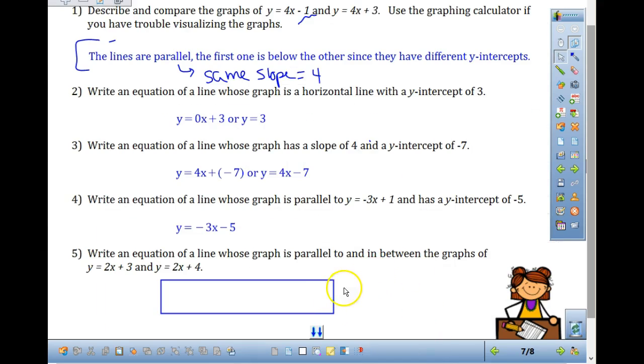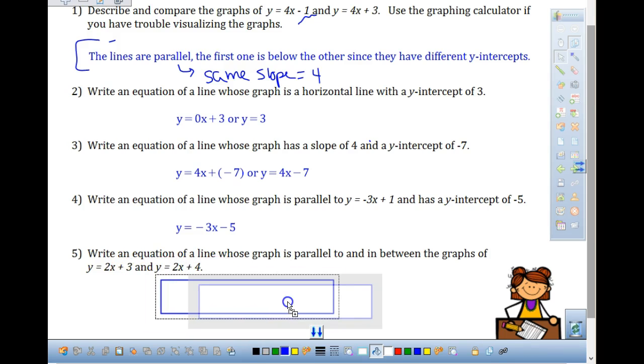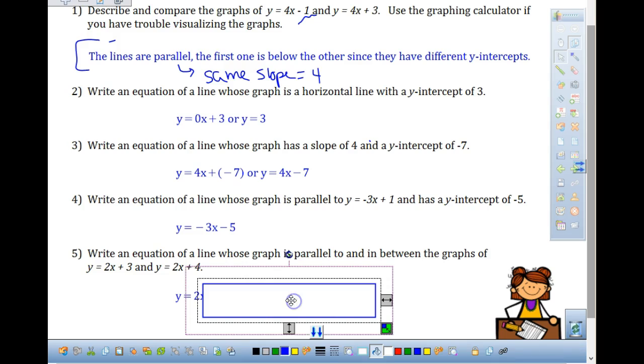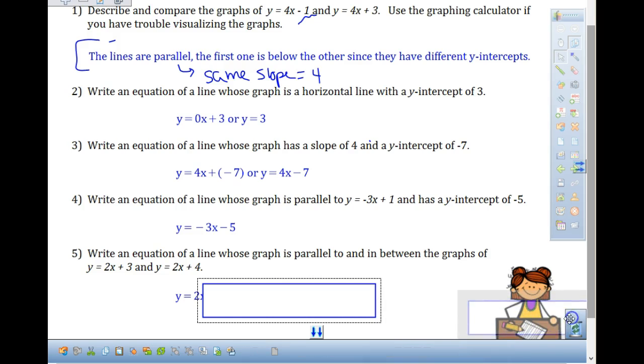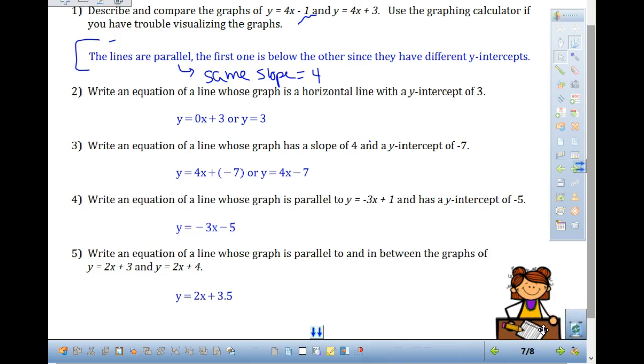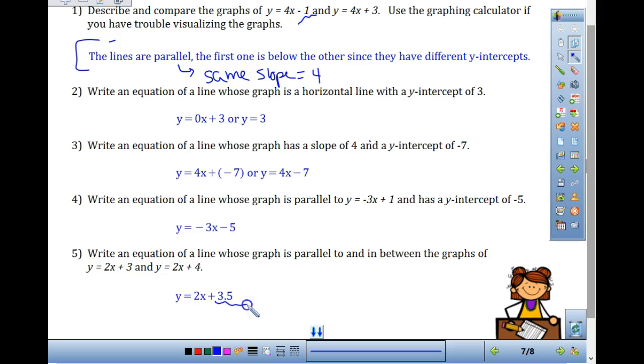So when you're finishing this last one, we want to write a line that's parallel, but it's going to be between these two. What do I need the plus number to be? Y equals 2x plus what kind of a number? 3.5. Could it be 3.2? Could be 3.7. Has to be between. So when I look at your homework, your notes on this one, if you had any number, 3.1, 3.2, 3.7, right? As long as it is between 3 and 4.